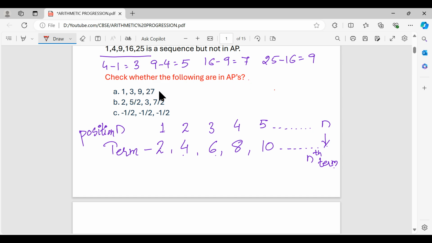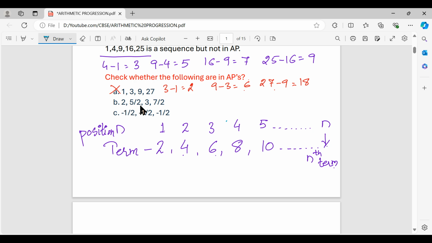Now let's check here. 3 minus 1, that is 2. 9 minus 3, that is 6. 27 minus 9, that will be 18. You can see there is no common difference. All the differences are different. So this is not in AP. Now look here.